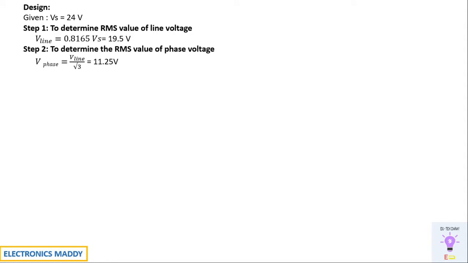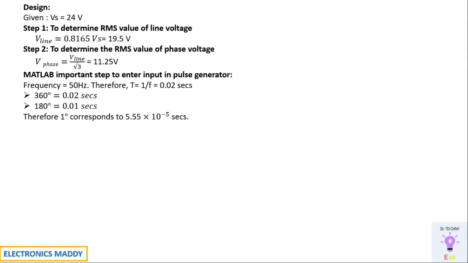So we are taking the supply voltage to be 24 volts. The RMS value of line voltage is given by the formula V line is equal to 0.8165 VS, that is equal to 19.5 volts. To determine the RMS value of phase voltage, V phase is equal to V line by root 3, that is equal to 11.25 volts.